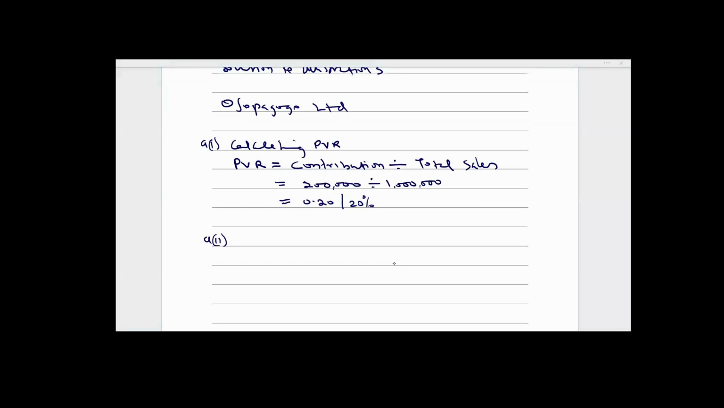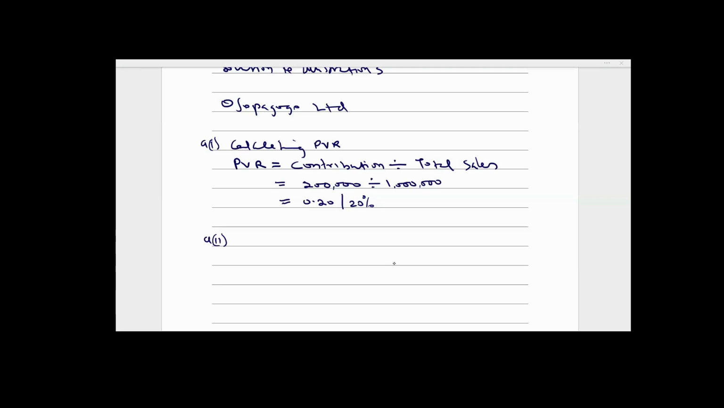If in this question I have selling price, it will be easier for me to calculate contribution per unit, because once I have selling price per unit, I will just divide it into the total sales. It will give me the number of units. Once I have the number of units, I will divide it into the total contribution, then I will have my contribution margin per unit. But in this question, there is no way you can calculate contribution margin per unit.